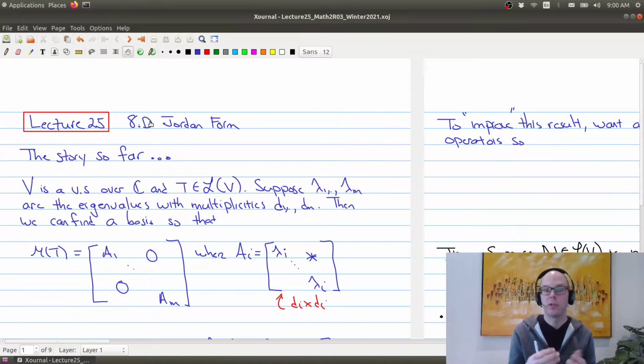In some ways, the Jordan form is going to be the most general version that we can get with respect to diagonalization. So remember, not every linear operator has the property that you can find a basis so that the associated matrix is a diagonal matrix. But today we're going to put an end to this story and show that even though you can't necessarily get a diagonal matrix, you can get a matrix that's pretty close to diagonal. And this is what's going to be referred to as the Jordan form.